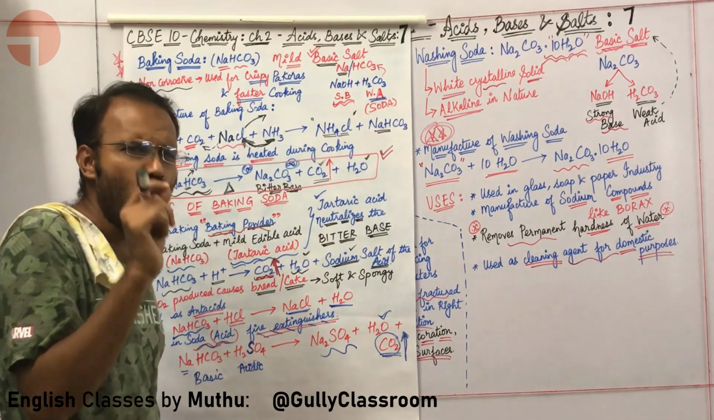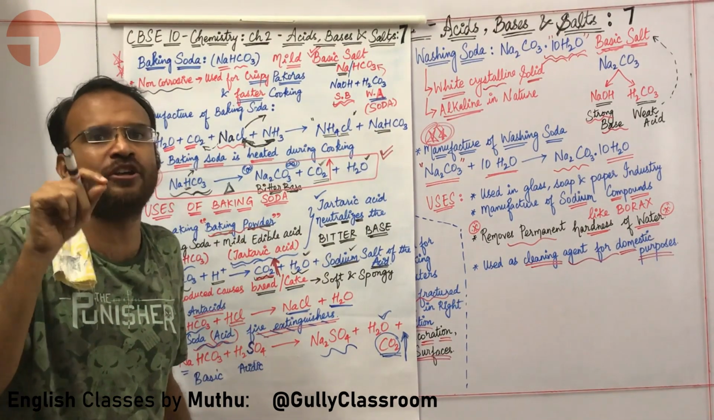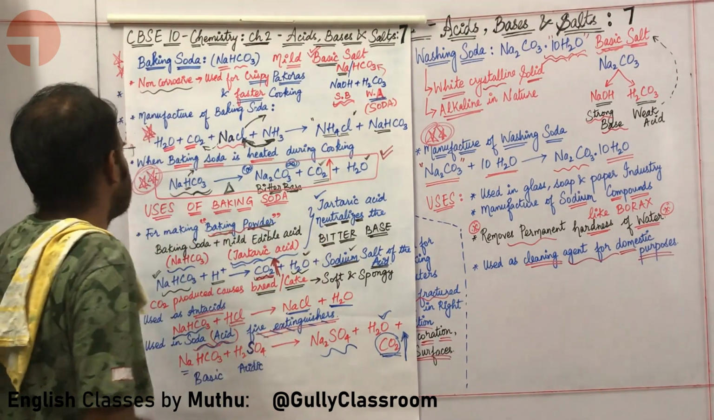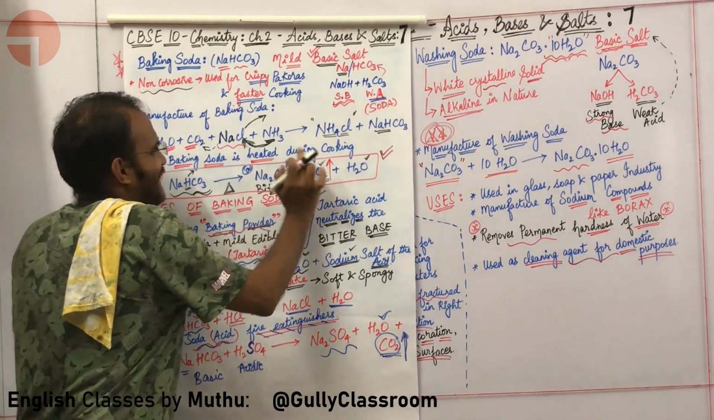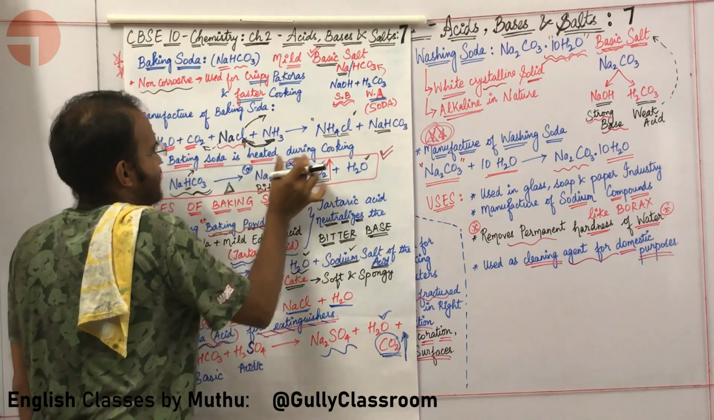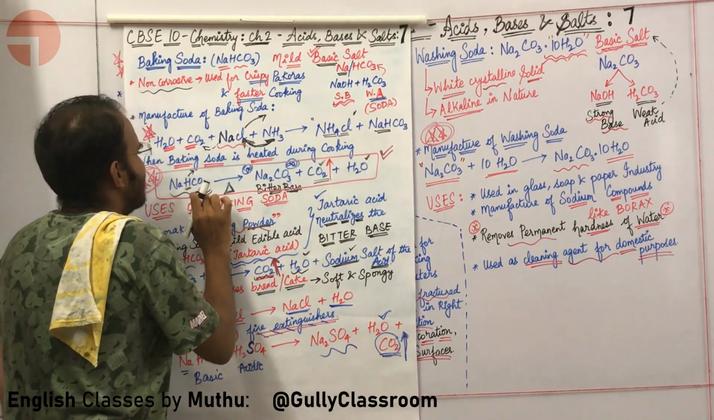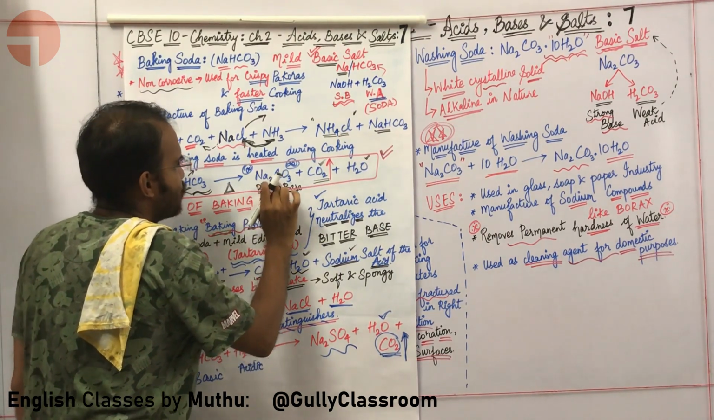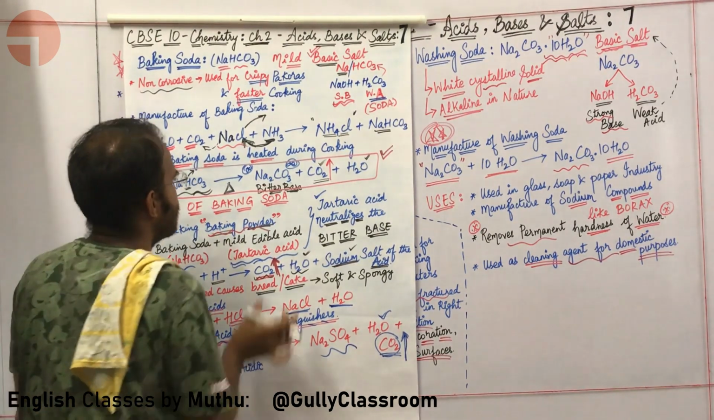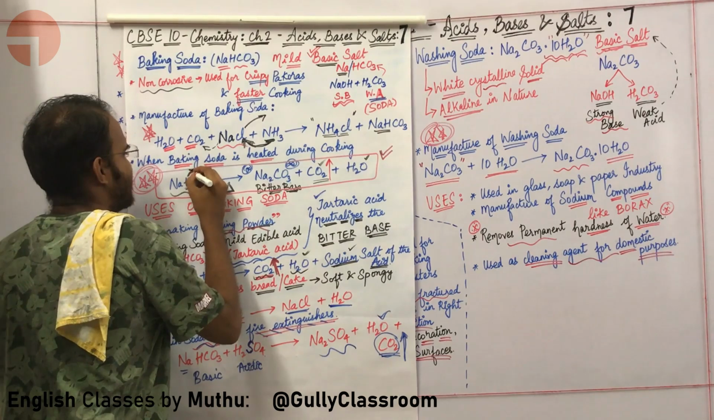Sir, what is the chemical reaction that will happen when baking soda is heated? Let us look at this. When baking soda is heated during cooking, what is happening? Baking soda is converted into Na2CO3. Sodium hydrogen carbonate is converted to simply sodium carbonate. The hydrogen is sent out.